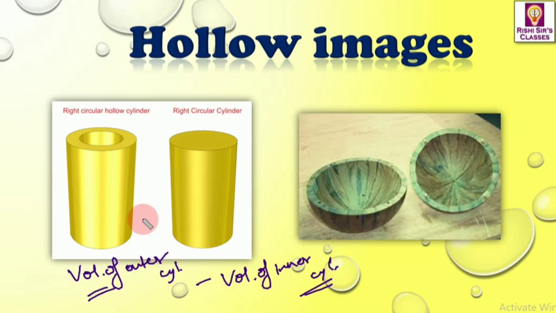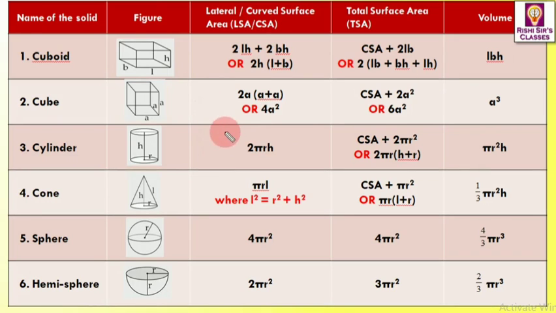Because there are so many other things to remember. So don't memorize too much, learn only as many formulas as the basic requirement. Regarding the formulas of hollow things, hollow cylinder, hollow sphere, hollow hemisphere, these formulas you can make by yourself depending upon the question. Okay?